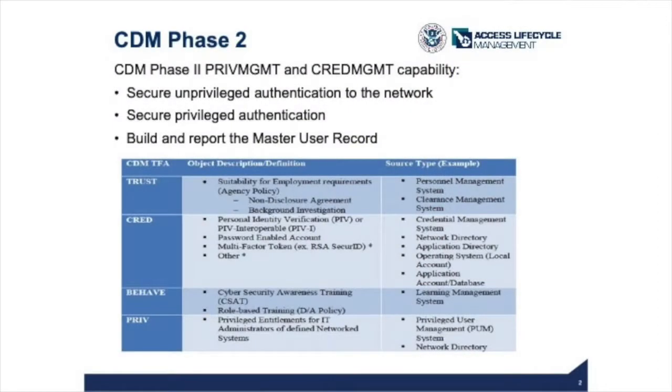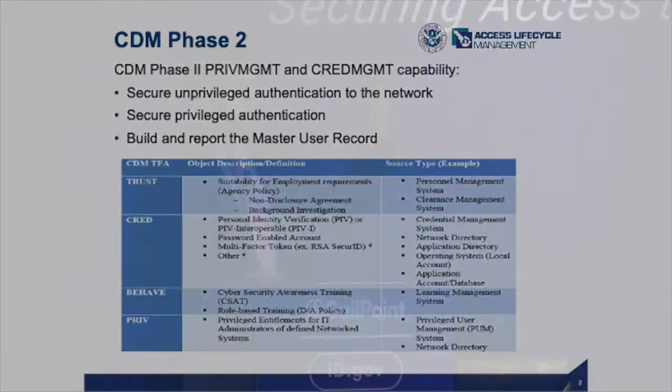So with that, at a very high level, CDM Phase 2 is aiming to secure unprivileged authentication to the network, secure privileged authentication to the network, and build and report on the master user record. It's obviously a lot more complex than this. There's a lot more to it. But at the highest level, again, we're looking at the unprivileged accounts, the privileged accounts, making sure they're secure, and we have continuous monitoring of them. This is really where our identity governance solution fits right in.